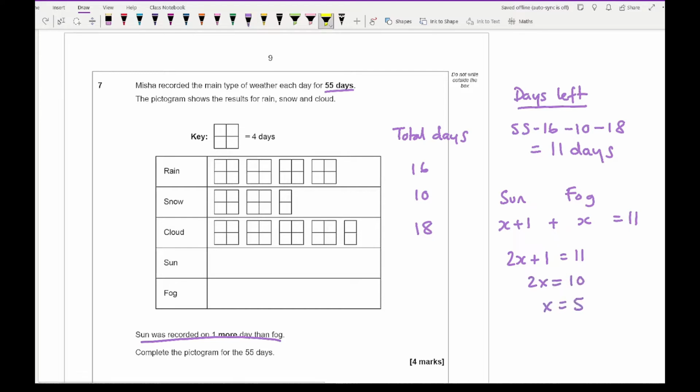So in terms of the sun, that's x plus 1. If x equals 5, then sun is going to be 6. And if fog is x, then that's going to be 5. So all I then need to do is complete the pictogram. So this is going to look something like this. And again, hopefully yours might be a little bit neater. And for fog, that's going to be 5, and that's going to be one little square.